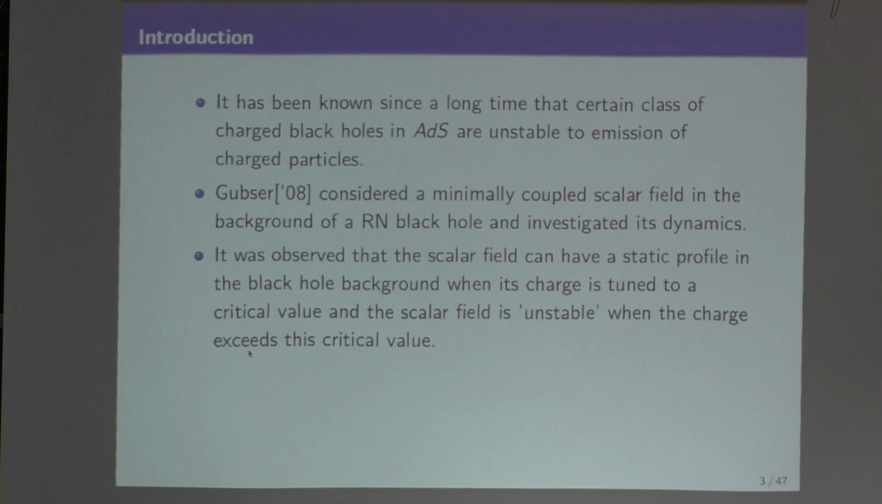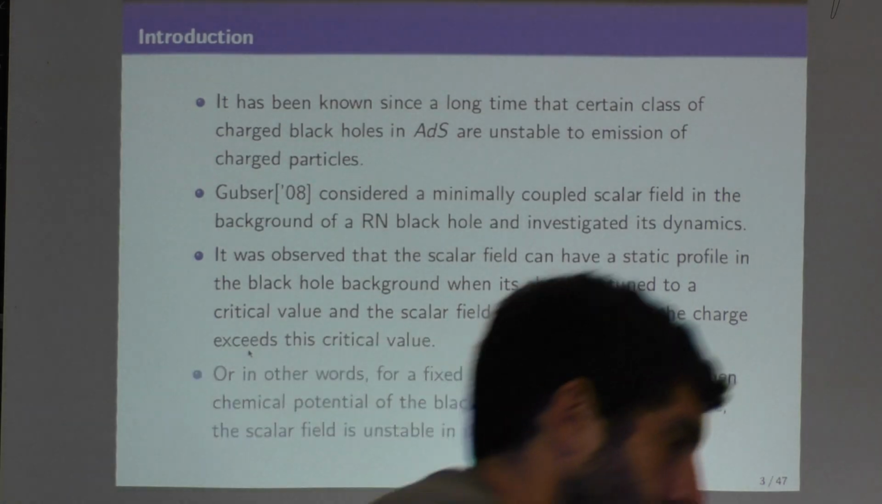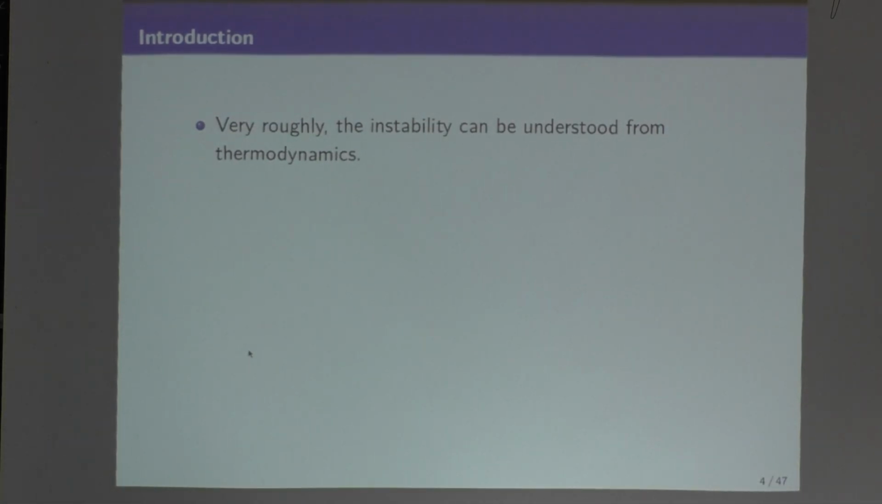And when the charge of the scalar field exceeds this critical value, the scalar field becomes unstable in the background of the black hole. In other words, if you fix the charge of the scalar field and keep on increasing the chemical potential or the charge of the black hole, you see that the scalar field becomes unstable. Now there is a very simple thermodynamic reasoning for this instability.